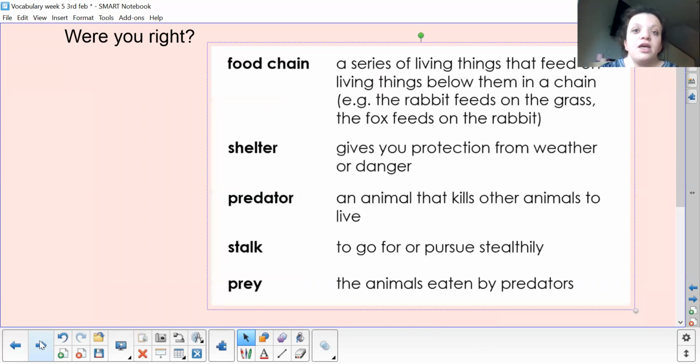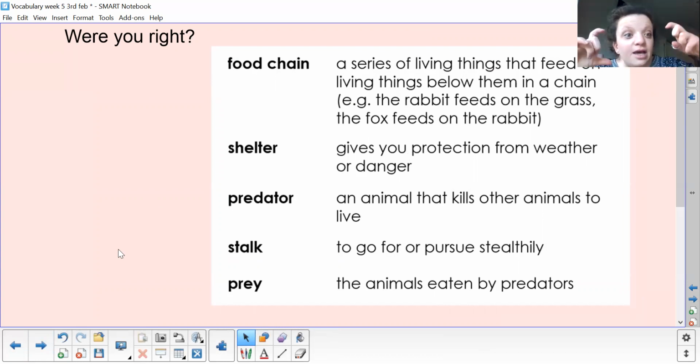Food chain is a series of things, and we did study this in science, it's a series of living things that feed on each other. So below them in the food chain. So the rabbit feeds on the grass, and then the fox feeds on the rabbit. And you'll remember we drew a food chain.